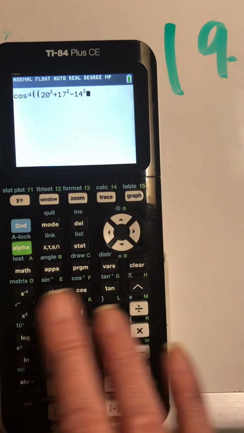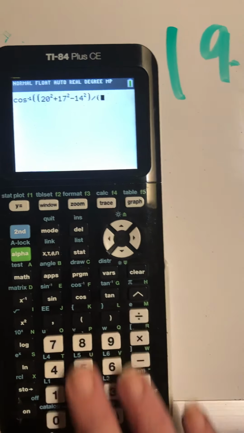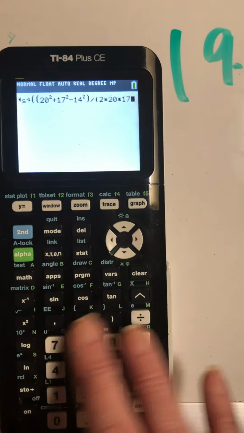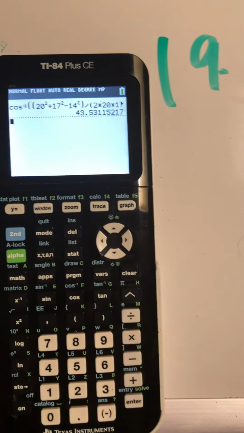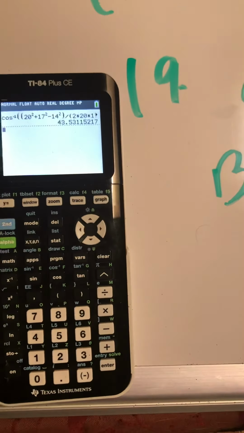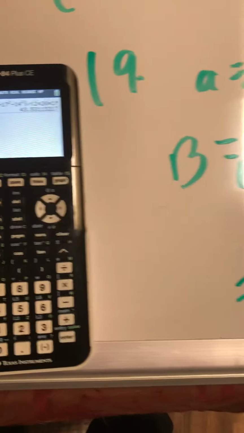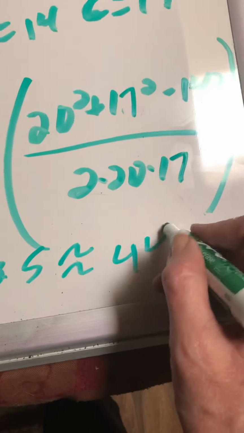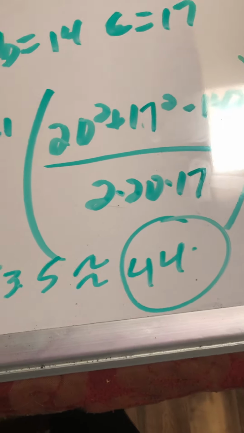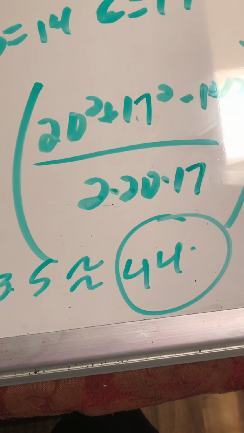Minus 14 squared, close parentheses, divided by open parentheses, 2 times 20 times 17, close parentheses, and you get about 43.5. The review and the test say nearest tenth. I want it to the nearest whole number because it's an angle. So make sure you round it to the nearest whole number on number 19.